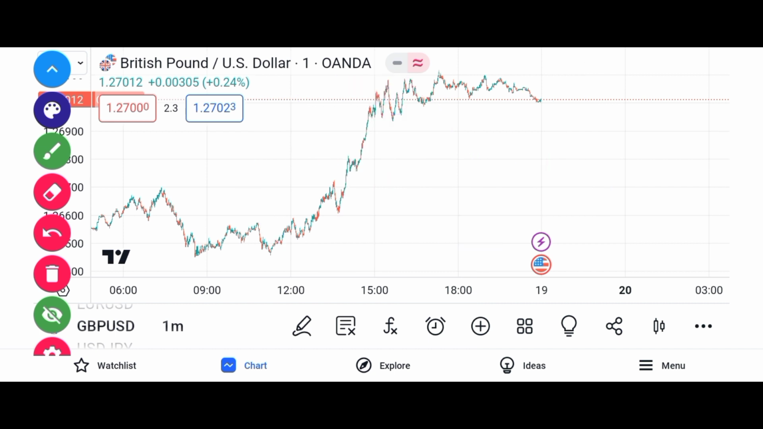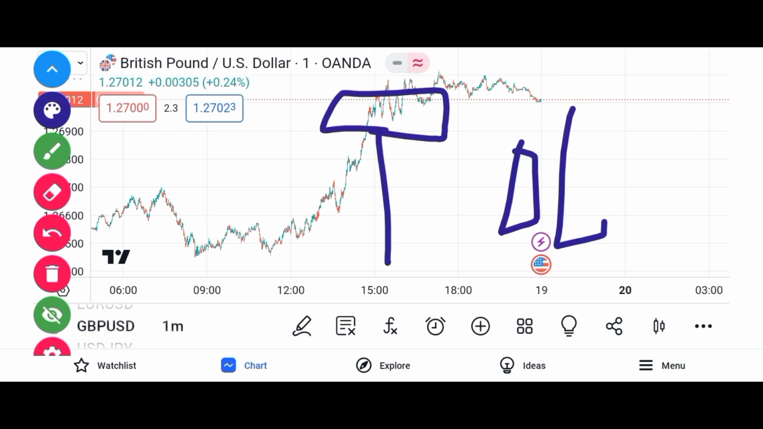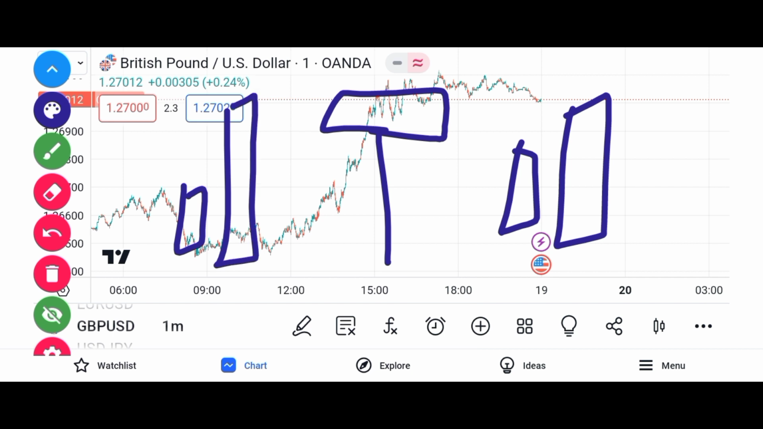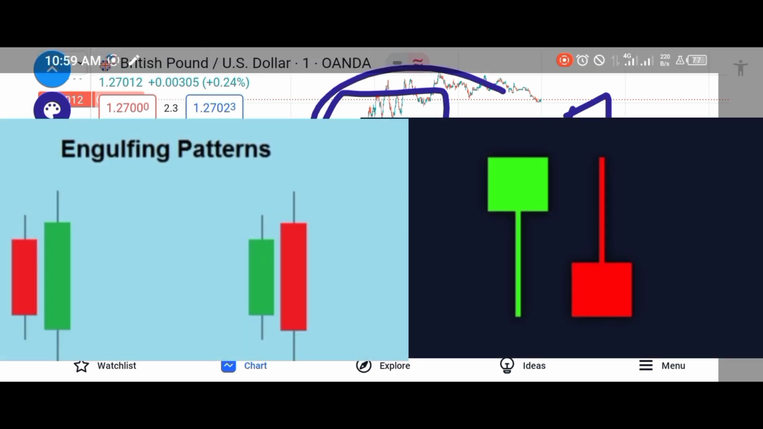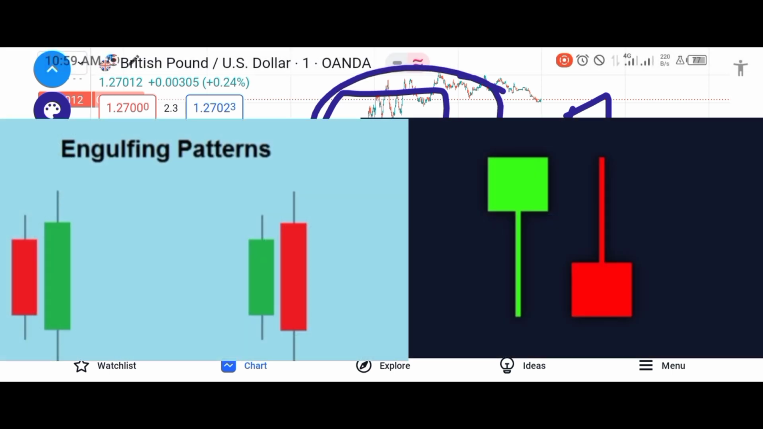So the two major candles I want you to take note of are the hammer and the engulfing pattern, which can be either the bearish engulfing or the bullish engulfing. And we also have the reverse hammer. So these are the two candlesticks I want you to take note of, 1 and 2.